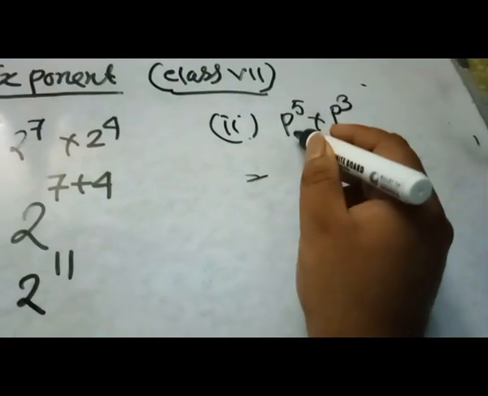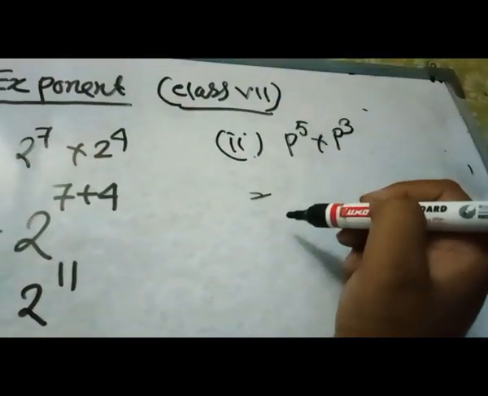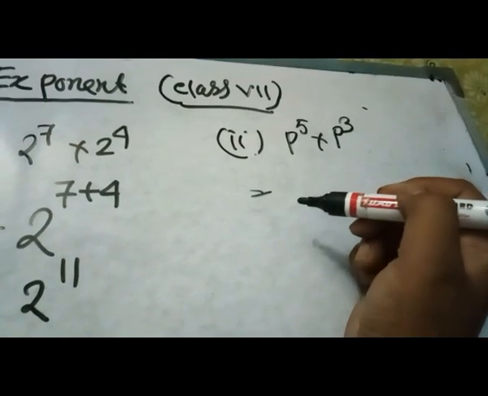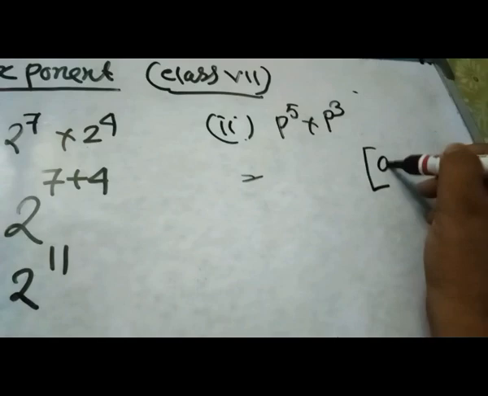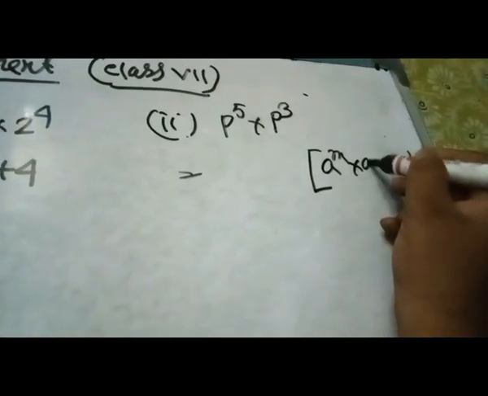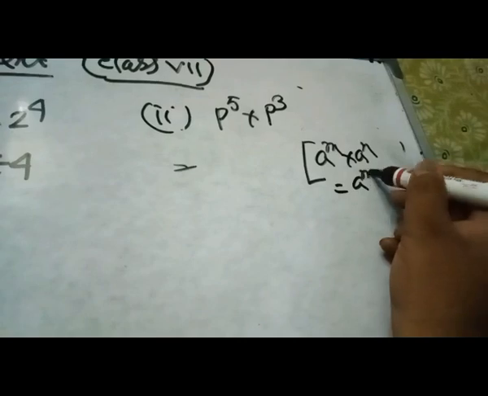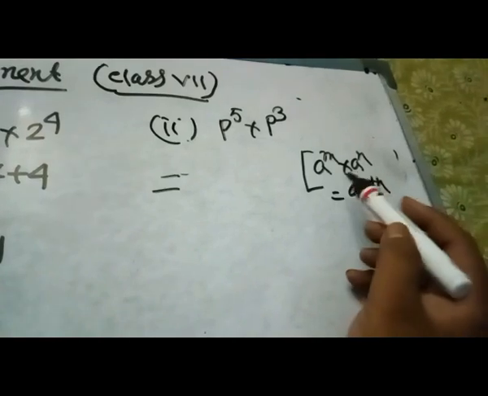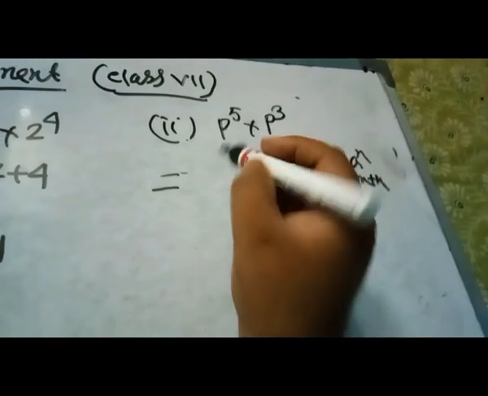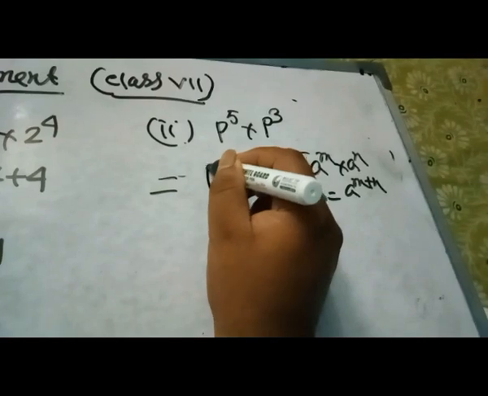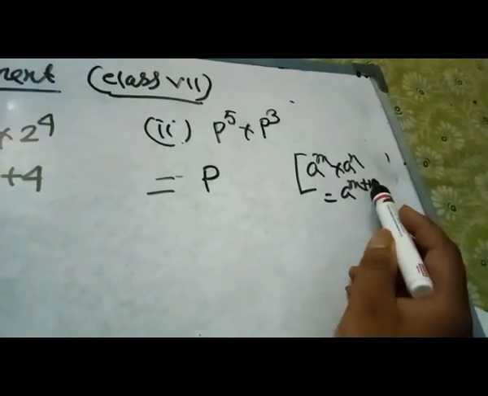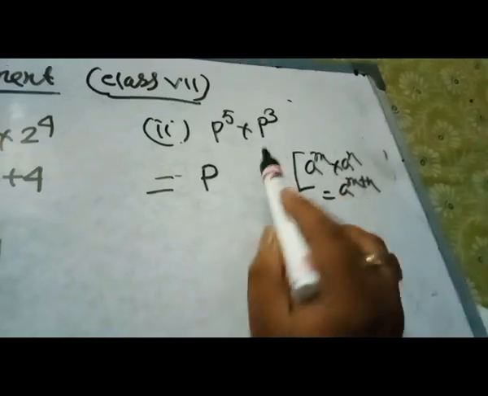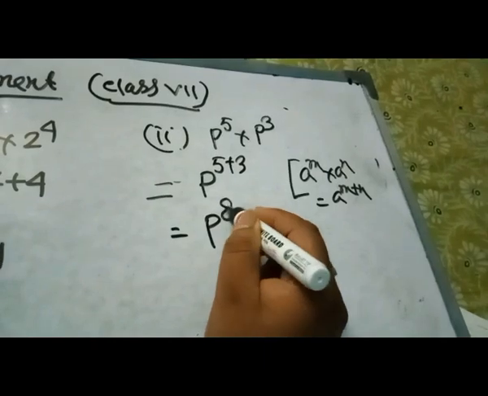Here you see that both the bases are p. So we know the formula that a to the power m cross a to the power n equals a to the power m plus n. So since the bases are equal, we go for the multiplication in this way. We can apply this formula. Here p to the power 5 plus 3, that equals p to the power 8 will be here.